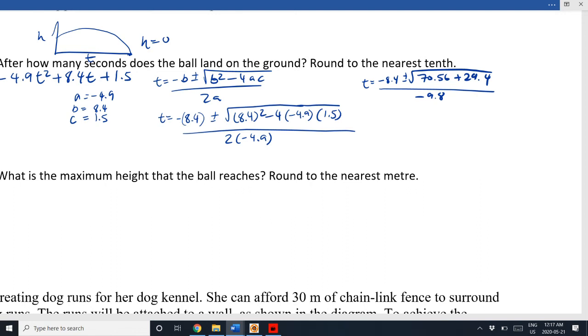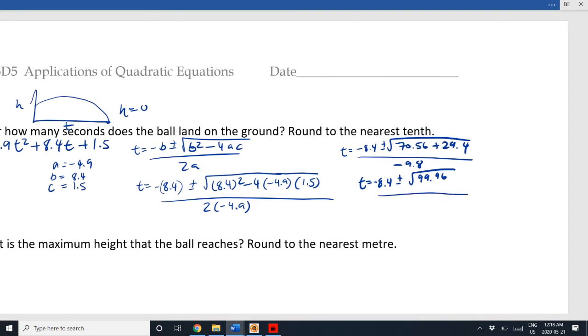Plus 29.4 is equal to 99.96. So we're going to have t is equal to negative 8.4 plus or minus the square root of 99.96, and all divided by negative 9.8. And here we can take the square root of 99.96. It's almost 100, so we can expect the square root to be close to 10.